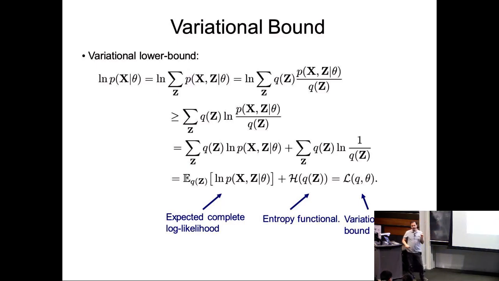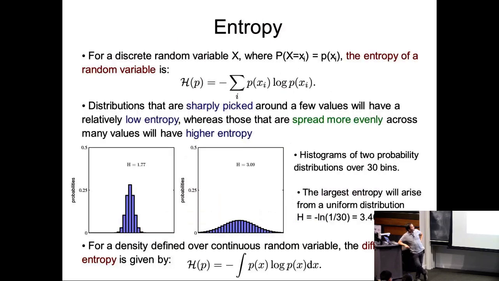And H of Q is the entropy. Now let's look at the entropy for a discrete random variable X. Right? The entropy of a random variable is defined this way. Right? It's the sum of its expected value with respect to P of log 1 over P.